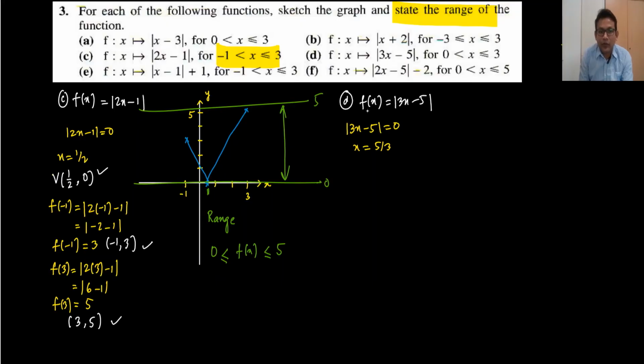So the coordinates of the vertex are 5 upon 3 comma 0. 5 upon 3 means 1 point something. When you check, 3 times 1 is 3, 3 times 6 is 18, so it's 1.6 something. So just remember it is after 1.5.